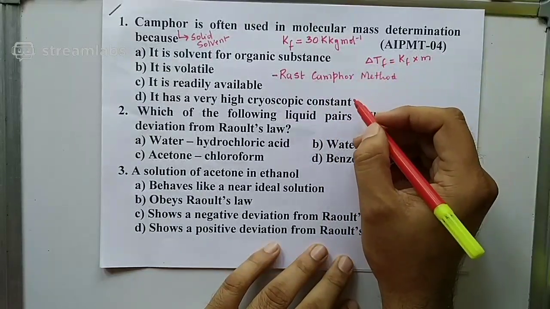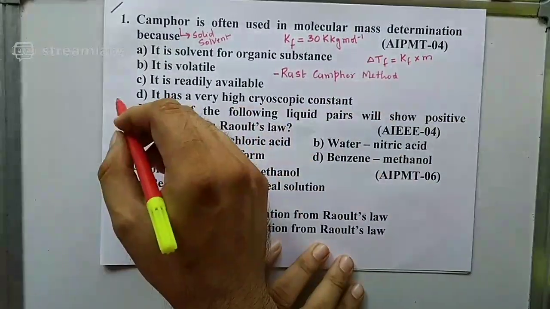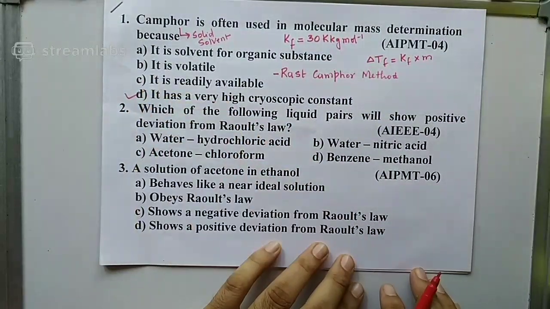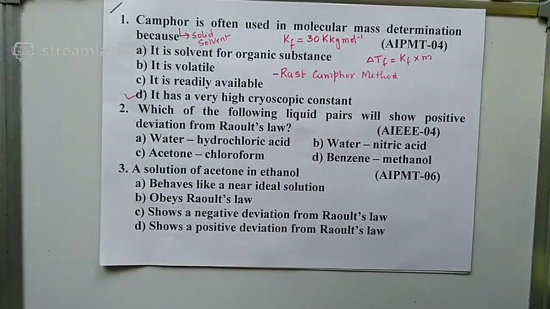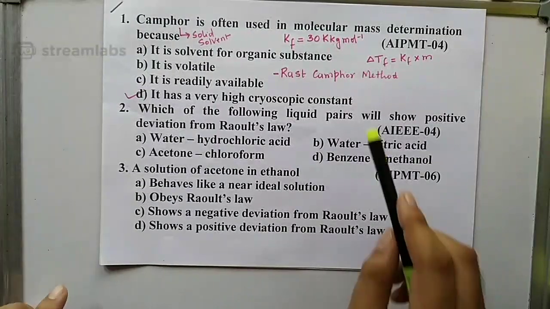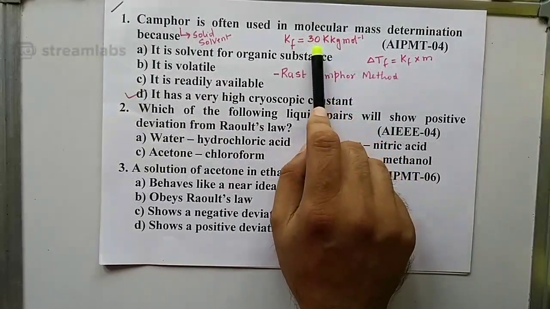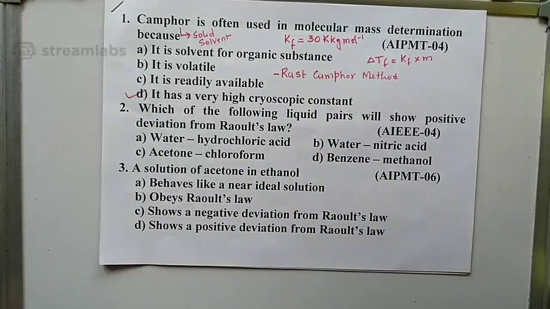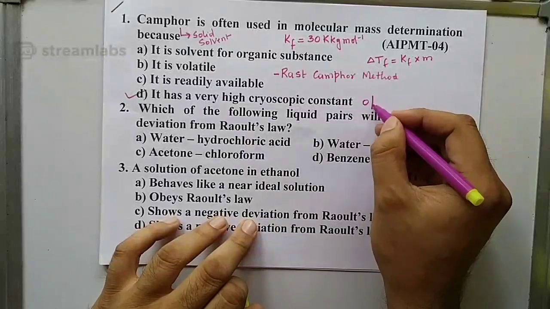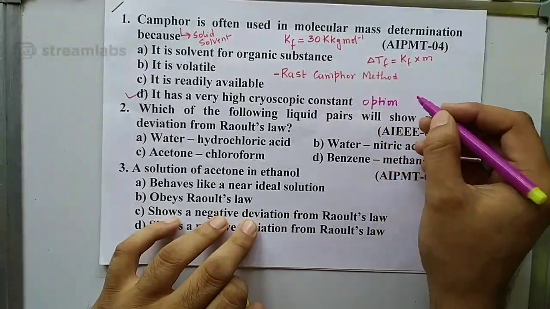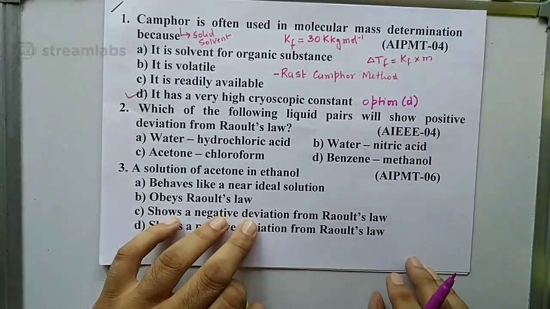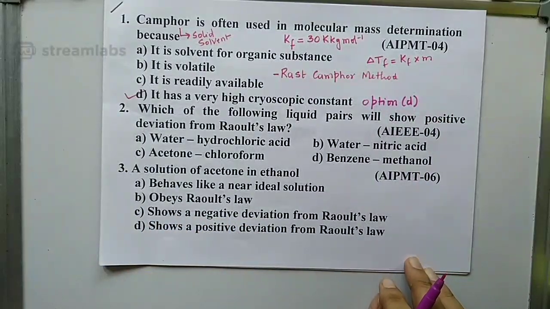So what is the answer for the given question, students? It should be option 4. This is only theory based, so nothing more to explain here. You just have to remember it as a fact, and this Kf value is given in your study material, you can refer to that. So what is the answer for the given question? Option D is the answer. Is it clear, students? Let us go for the second question.